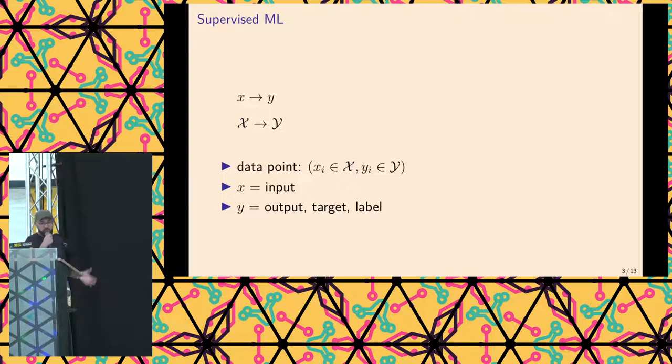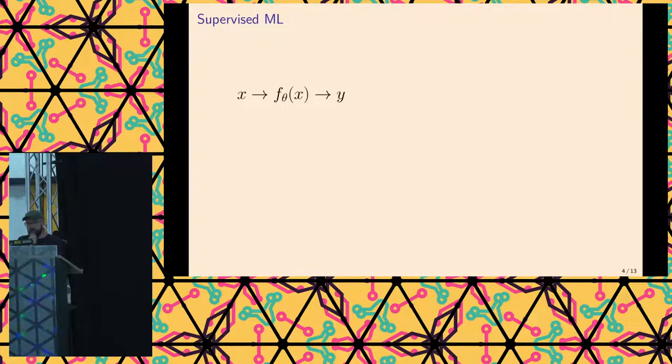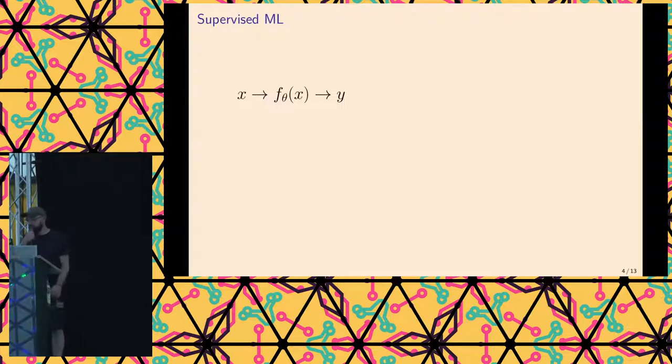In this context, we call lowercase x an input point, which is an element of a set of points, capital X, and lowercase y is a label or target or output. This is what we have to work with. We want to find a mathematical function which maps from our inputs x to the outputs y, and our task is to find that function. That function takes the input x and has parameters theta that we need to find.